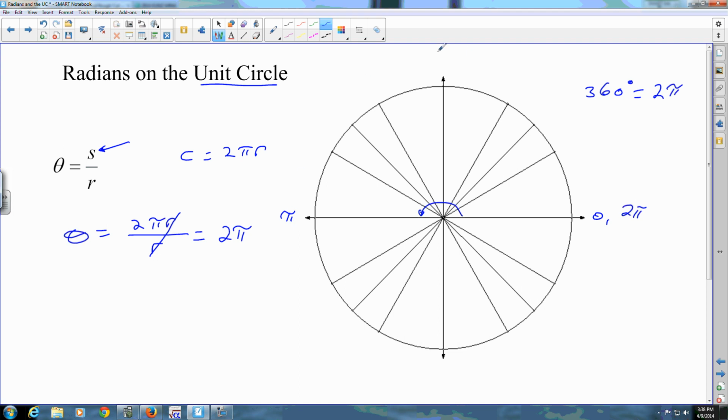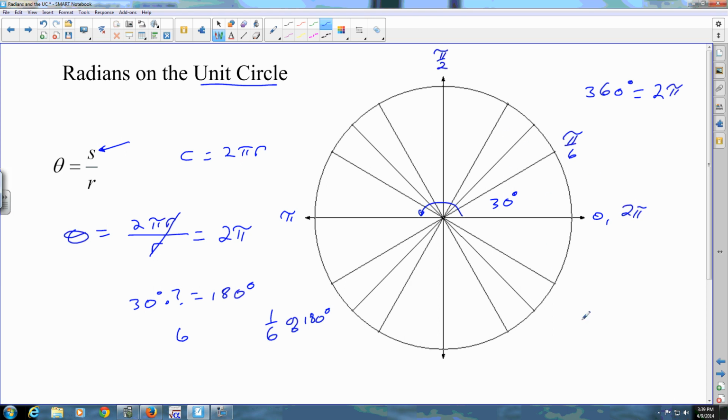Well, half of that, up here at 90 degrees, is pi over 2. Okay, 30 degrees is here. What fraction, or what would you multiply 30 by to get 180 degrees? Or how many 30s fit into 180? Well, that's 6. So 30 degrees is 1/6 of 180 degrees. 180 degrees is pi, so 30 is the same as pi over 6.